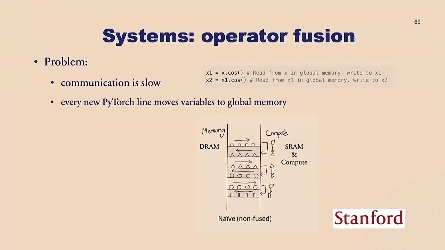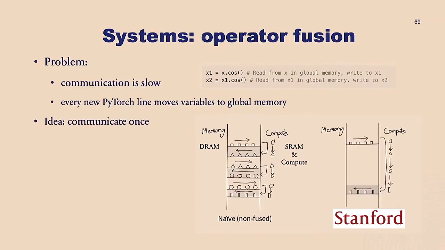So another way to see that is that you go from your DRAM, which is your global memory in your GPU, and you ship it to compute, you ship it back for every line. This is a naive way of doing it. This seems very wasteful. So the simple idea of operator fusion is just communicate, do all the computation, ship it back once. And this is exactly what fused kernels are.